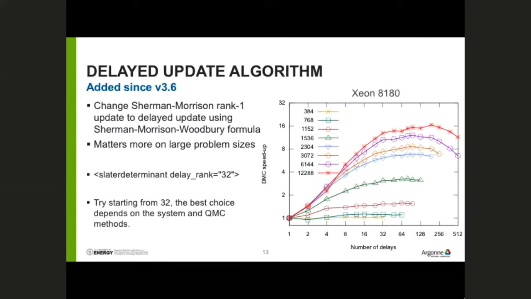So definitely for people who are running big simulations, need to consider turning on this feature. And my suggestion is you just start with 32 and scan a bit. Because for small problems, no matter what you put, it doesn't really matter that much. For large ones, this is a good starting point. So you only need to add this in your input line. In your Slater determinant delay rank, you put 32 and down.